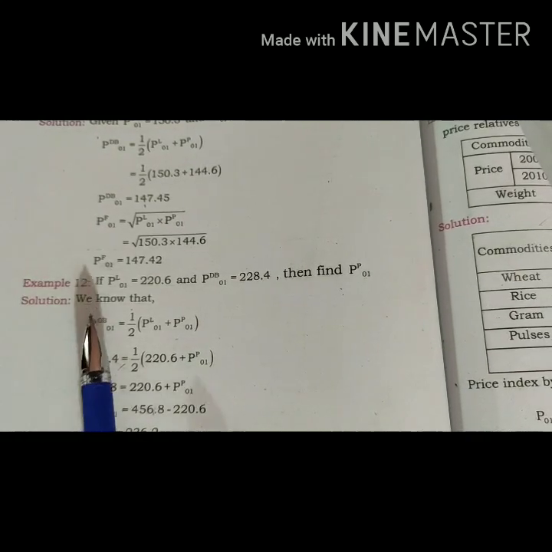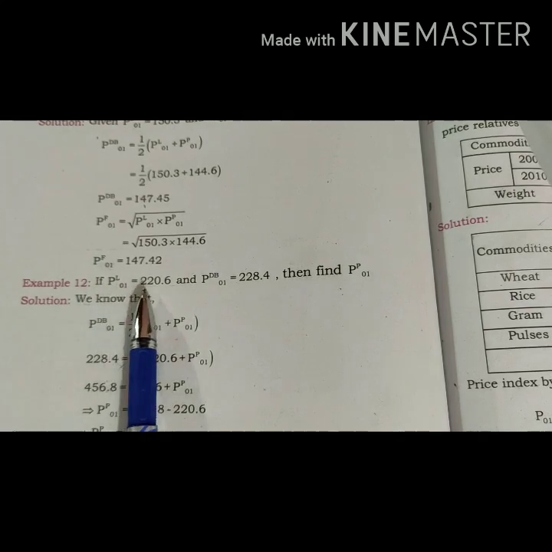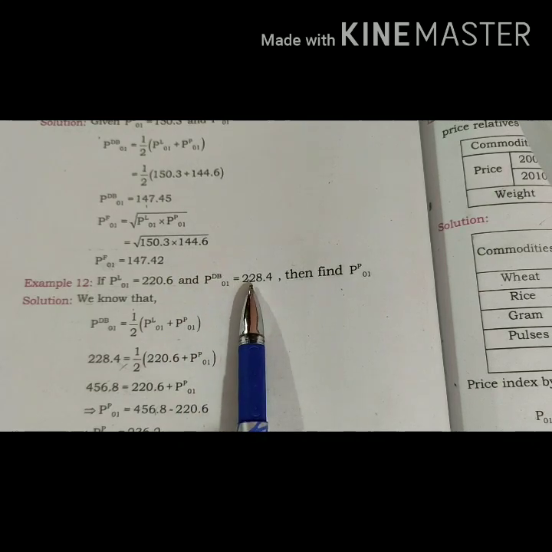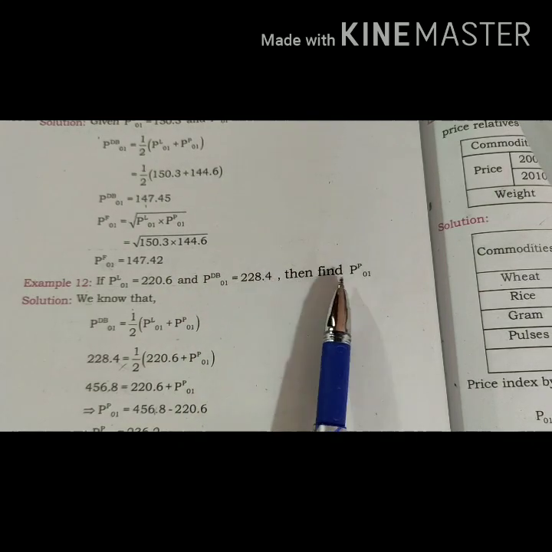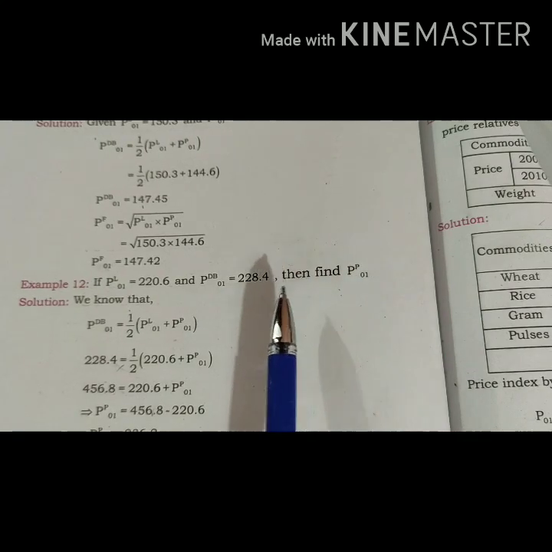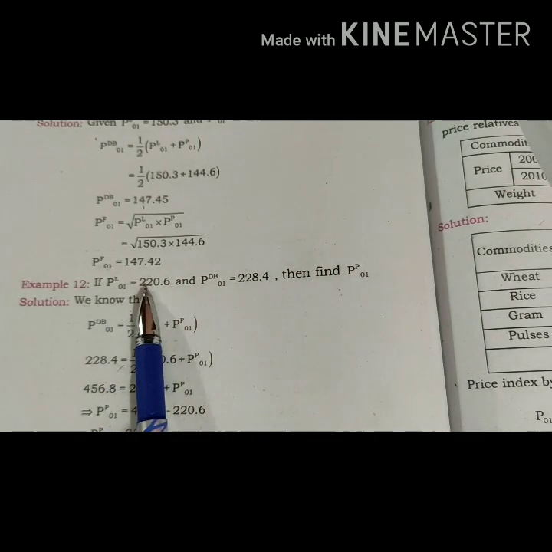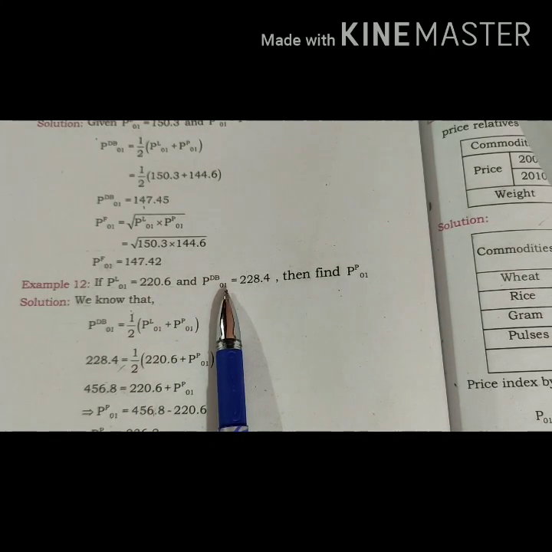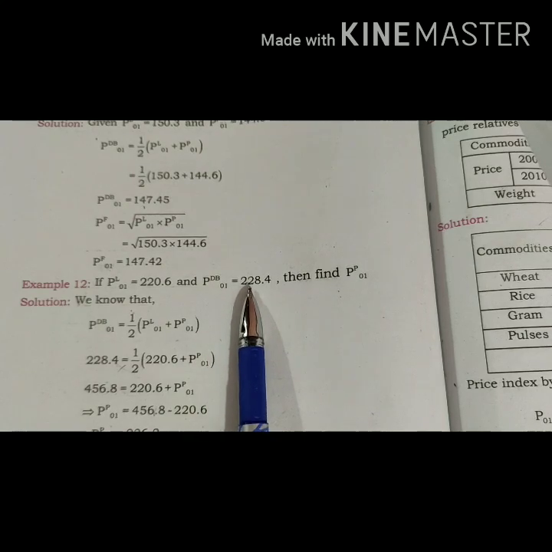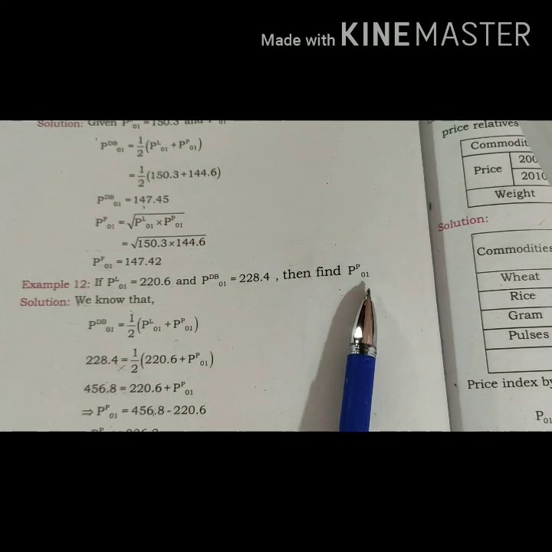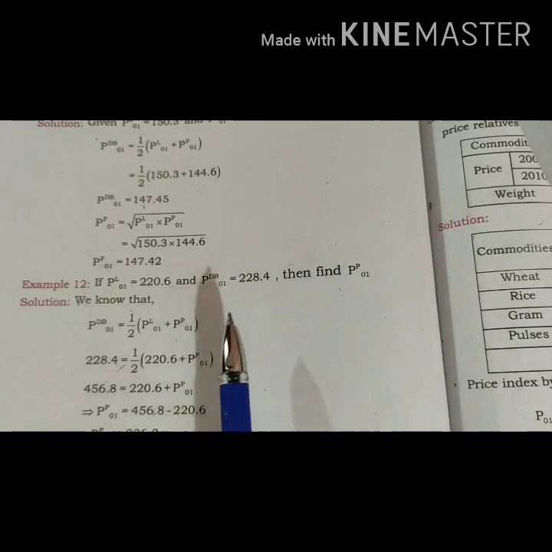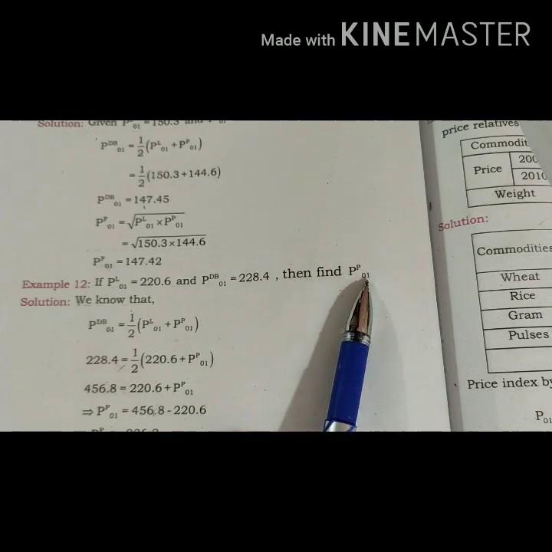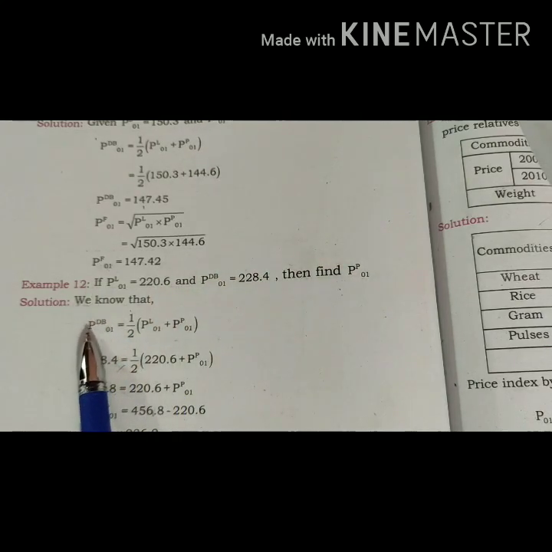Next, moving on to example 12. If PL is equal to 220.6 and PDB is equal to 228.4, then find PP. So here they have given the Laspeyres index, which is 220.6. They have given the Drobish-Bowley's price index, which is 228.4. We need to calculate the Paasche price index. So what is the relationship between Laspeyres, Drobish-Bowley and Paasche?